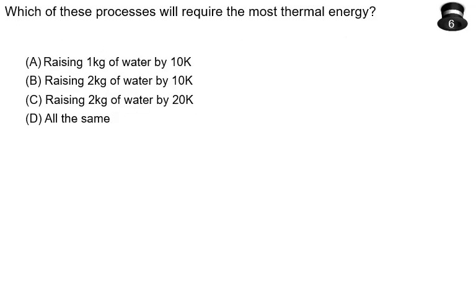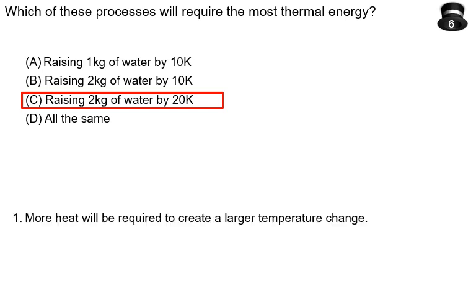Which of these processes is going to require the most thermal energy? We want to raise 1 kilogram of water by 10 Kelvin, 2 kilograms of water by 10 Kelvin, 2 kilograms of water by 20 Kelvin, or are they all going to take the same amount of thermal energy? I'll assume that you've paused and you've come back. It takes 2 kilograms of water, 20 Kelvin. That is going to require the most thermal energy, right?